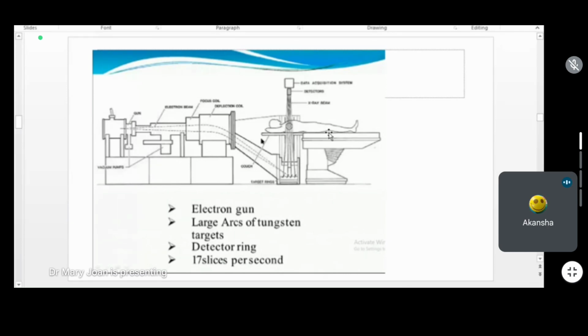Cardiac motion. So there is an inherent cardiac motion, so in order to get the imaging done within the cycles of that motion, so that the motion will not affect the imaging process, we need fast scanning. Here we can see that approximately 17 slices per second are acquired.